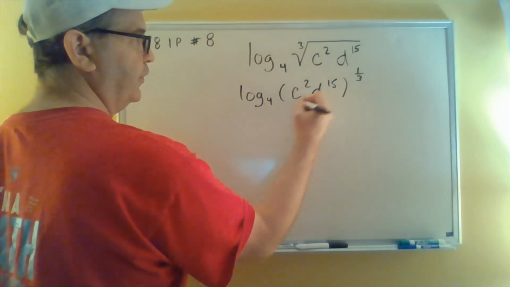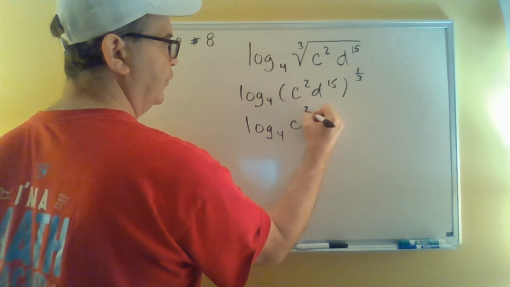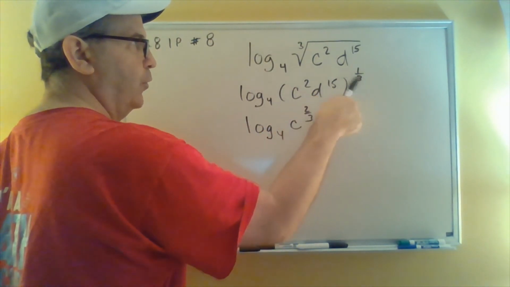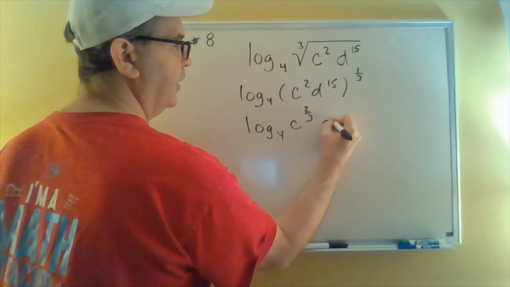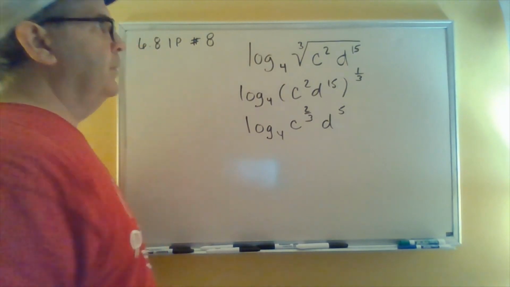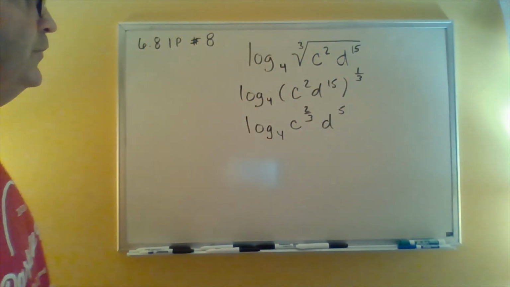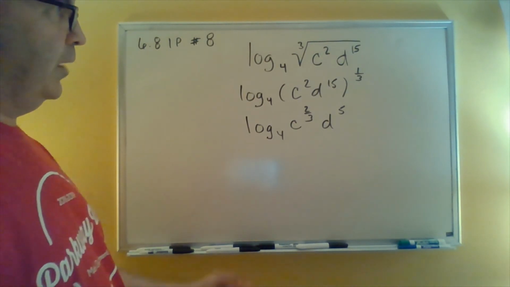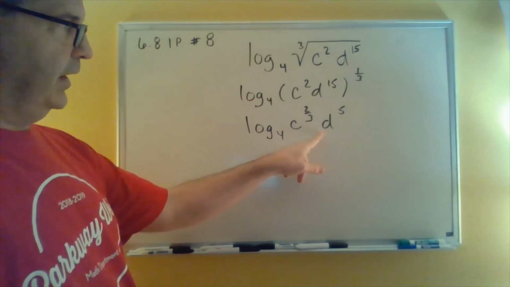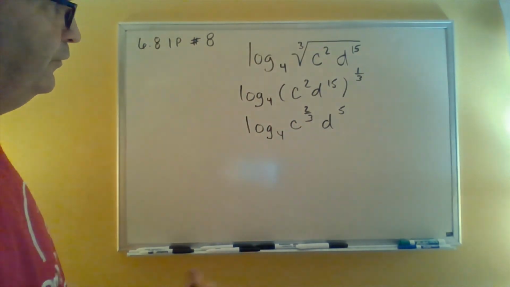So first, let's distribute that 1/3 through. I'll get c to the 2/3. Remember, when you're raising a power to a power, you multiply them. So 2 times 1/3 is 2/3. And I'm going to end up with d to the 5th. Again, multiplying 15 times 1/3 is 5. So now I can start using those properties of logarithms. The first one I'm going to use is the product property because I'm multiplying these two together right here. And then I'll use the power property because I have exponents I need to move out front.